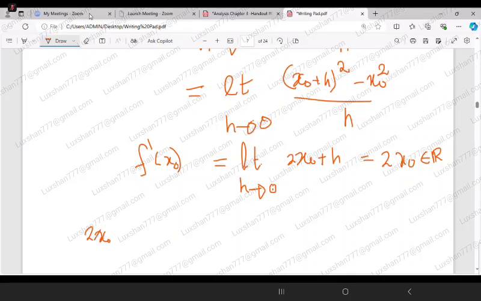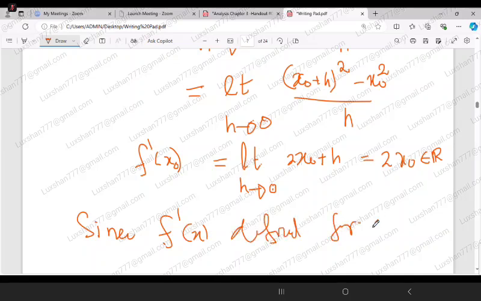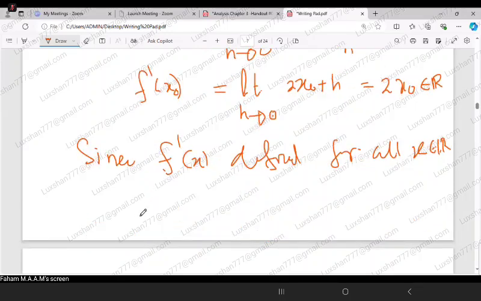Therefore, you can say that since f dash x is defined for all x belongs to R, you can say that f dash x is equal to. So that is very simple.